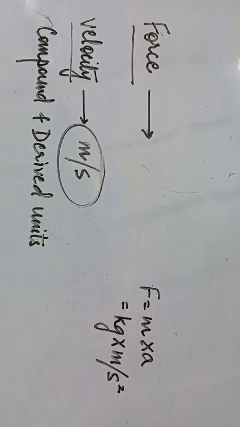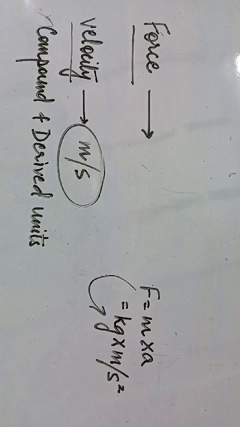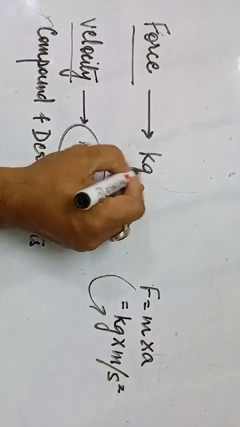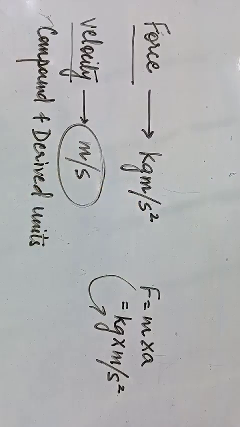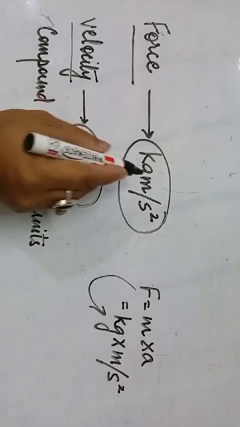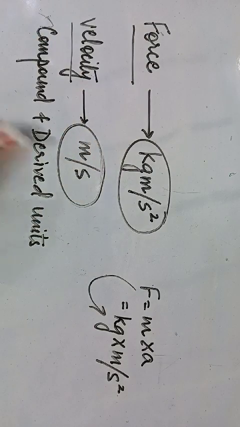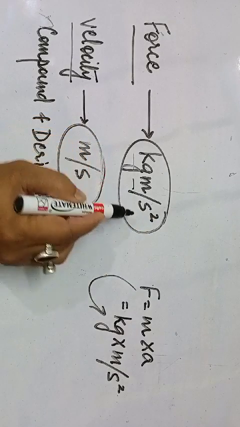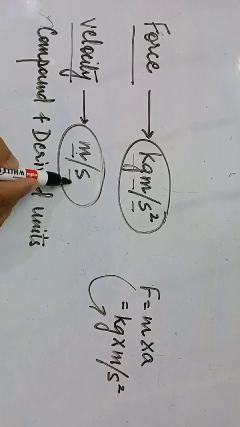Okay, so if we have a look here, the unit of force can be kg meter per second square. Now please have a look here. I will write kg meter per second square. This is a unit of force, this is a unit of velocity, this is also a combination of 1, 2 and 3 units. This is also a combination of 1 and 2 units.